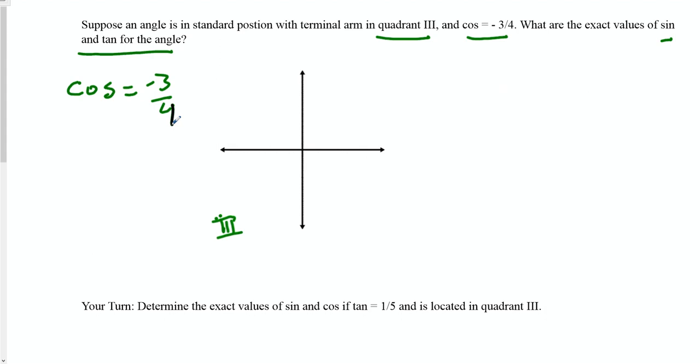Now remember, cosine is x over r. So if I draw my terminal arm coming off, that's bad. Let's try this again. All right, if I have this triangle, there's my 90 degrees, I know my x value is negative 3, and I know my r value is 4.